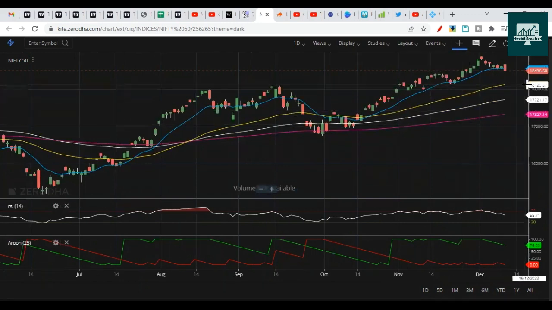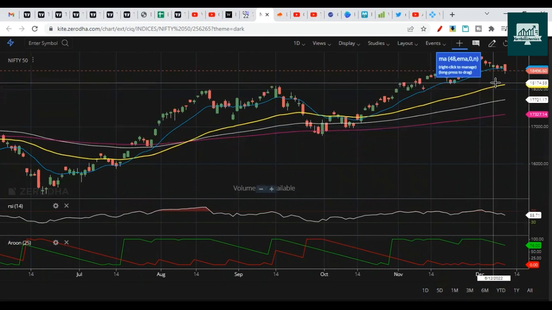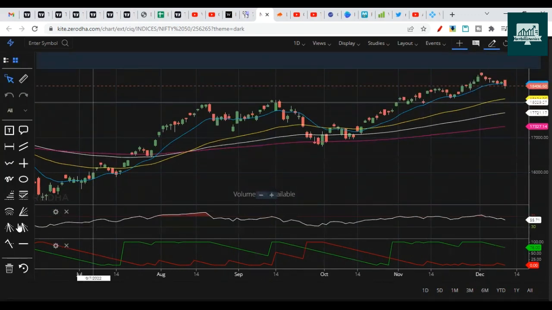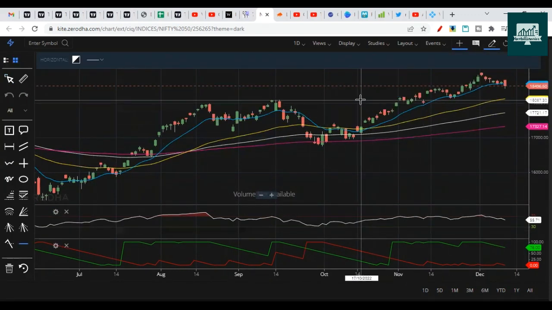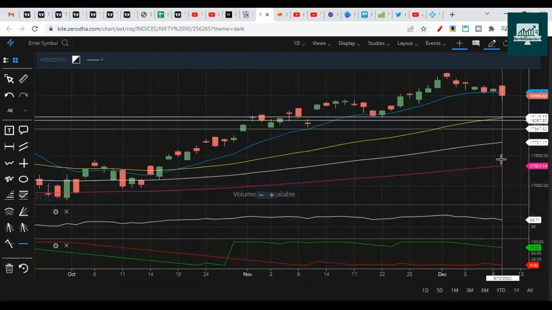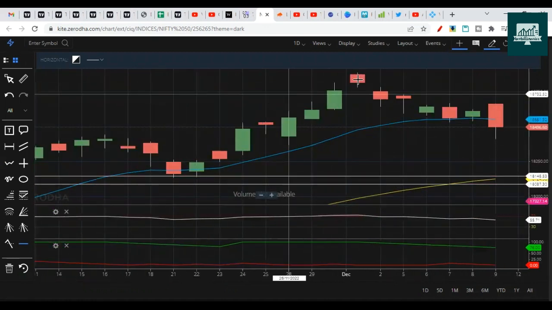18,150 should come around somewhere near this. Okay, there is a support, so we will see if Nifty comes towards this or not. Okay, there is a good strong support. Let me mark that support for the next reference. Okay, somewhere near here we have that support, right? So somewhere near 18,150 to 100 levels we have good support.